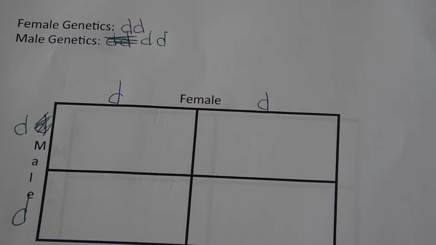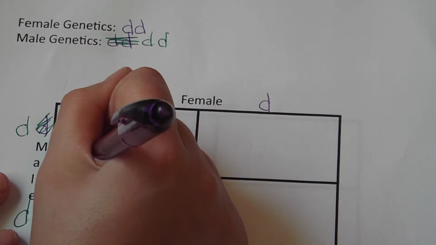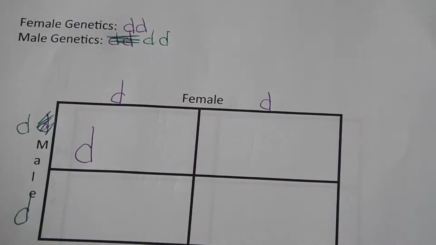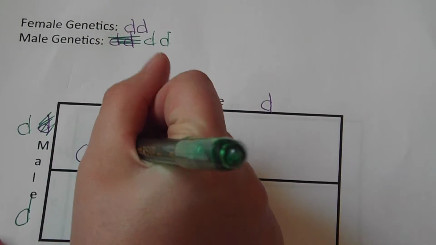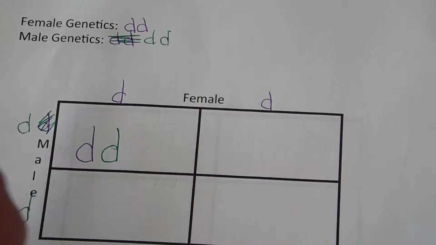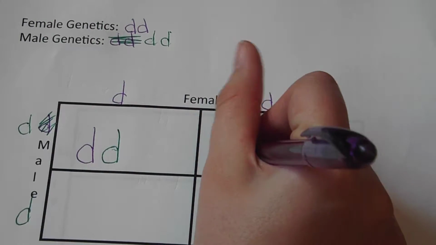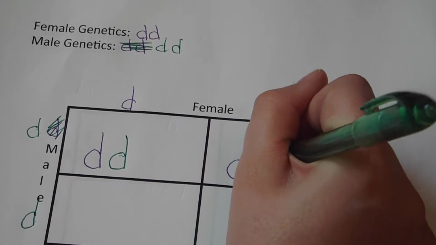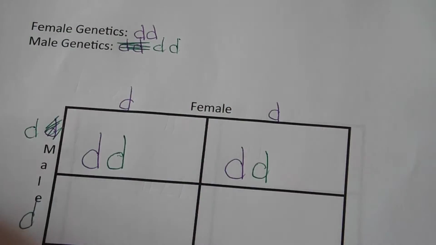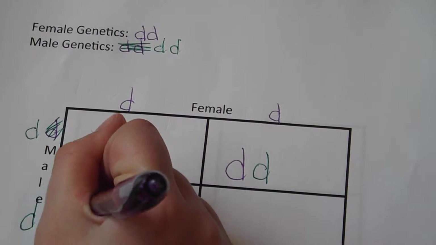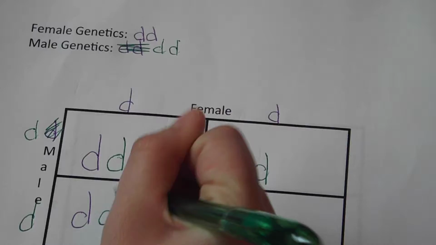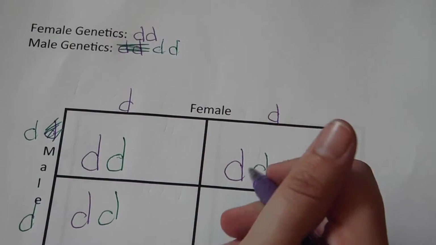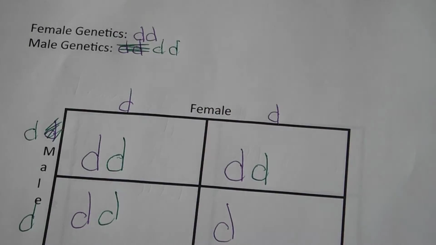And the rest of it is just matching the two letters, which in this case it would be d from the female, purple, and then the d from the male. And then the d from the female, d from the male, d from the female, d from the male, and so on. I think you guys are getting the point and I don't have to keep repeating myself.